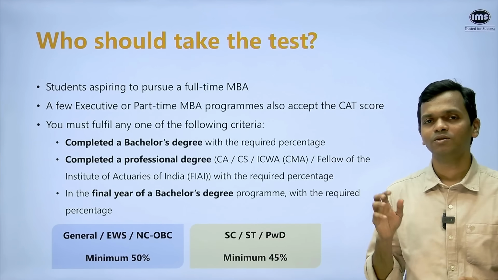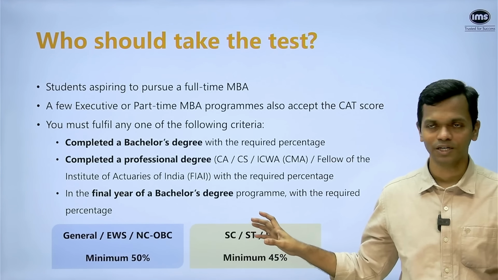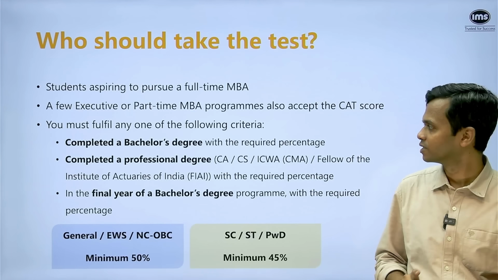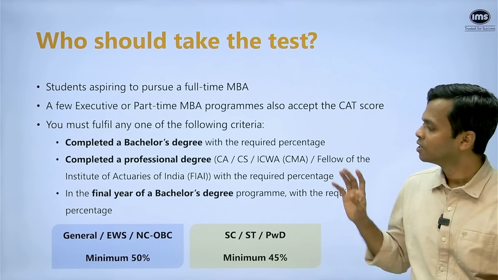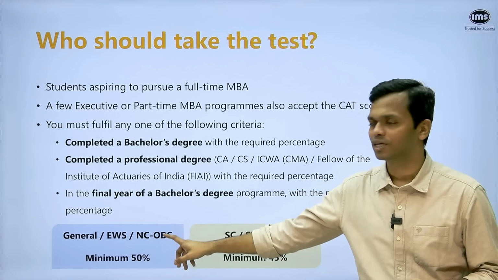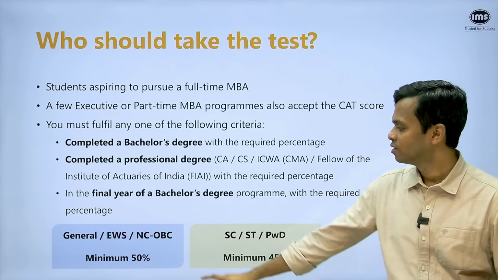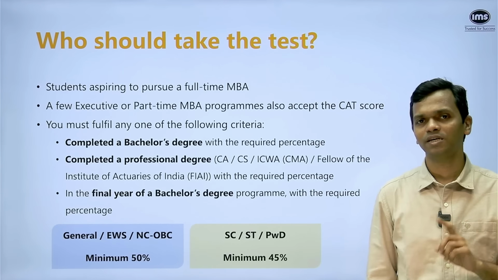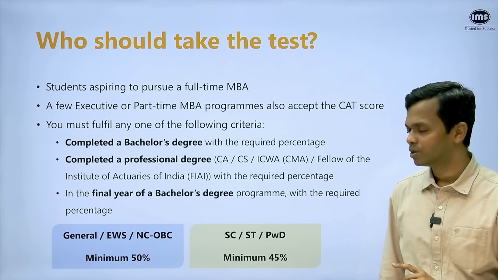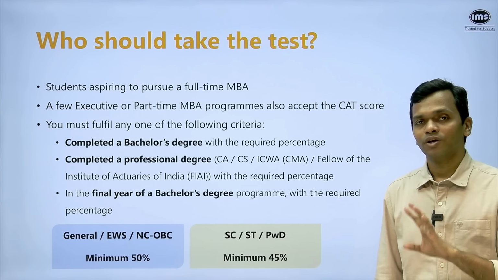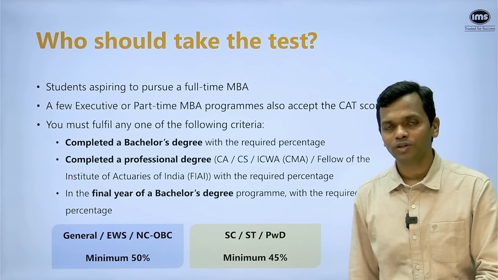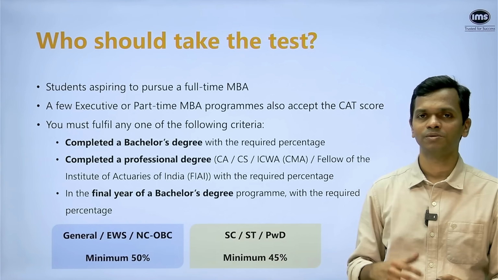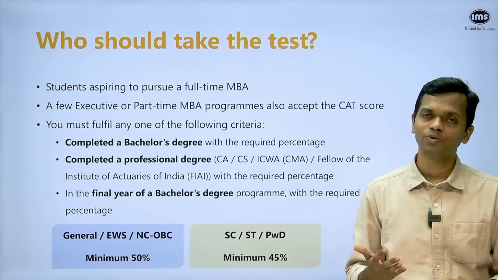Now, to take the CAT, you need to fulfill this particular eligibility criteria. First is that you need to have completed a bachelor's degree with the required percentage. Now, what is the percentage? If you're a general, EWS or NCOBC candidate, the requirement is 50%. Now, if you're somebody who is SC, ST or PWD, then minimum 45%. So if you are somebody who has not already graduated, but you are in the final year and this particular requirement is being satisfied, you will still be able to take the CAT.